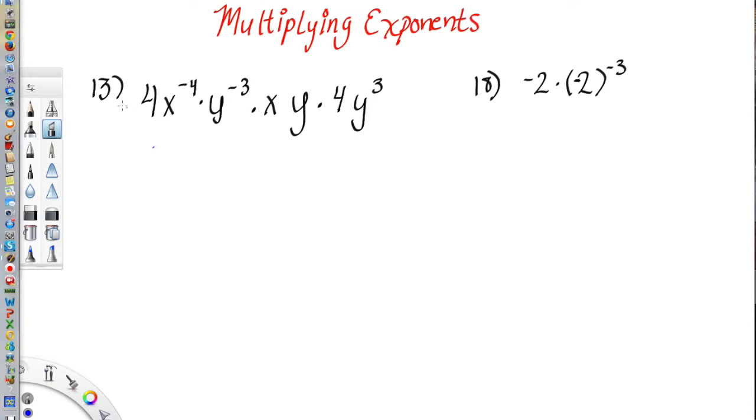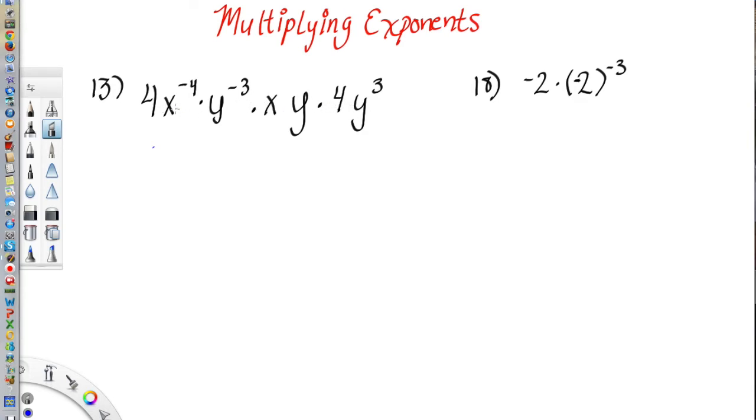Okay, boys and girls, let's jump down to number 13. Now, 13 definitely looks very intimidating, but if we do it step by step, the other thing I would suggest with a problem like this, you don't have to, but you might want to reorganize. You might want to put your x's together and your y's together.